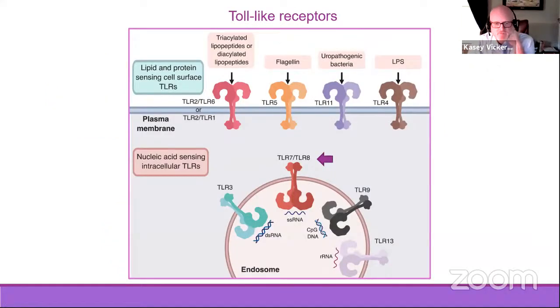So how did we get to Toll-like receptor 8? Toll-like receptors 7 and 8 are the endosomal single-stranded RNA sensors. They're part of the nucleic acid sensing family of Toll-like receptors, which includes TLR3, TLR13, and TLR9, which recognize other forms of nucleic acids. There's usually two forms of Toll-like receptors: the ones on the plasma membrane that recognize a lot of the pattern recognition targets, but also nucleic acid sensing ones on the endosome.